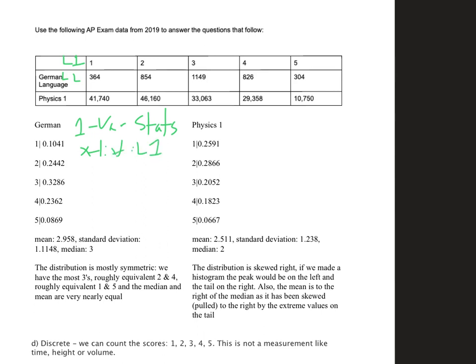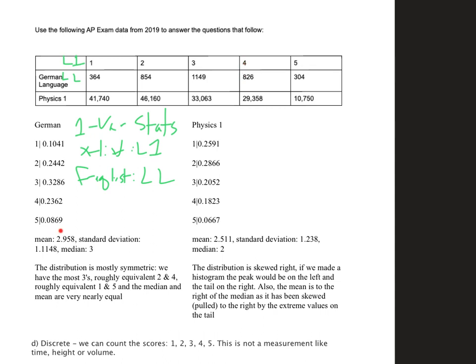But then it's going to ask you for your frequency list. Make sure you put that in as L2, frequency list. Because what that does is it tells the calculator, I want you to find the average of the numbers 1, 2, 3, 4, 5. But really, I want you to find the average of 364 ones, 854 twos, 1,149 threes, 826 fours, 304 fives. We're telling it how frequently we saw a 5, how frequently we saw a 4, and so on.